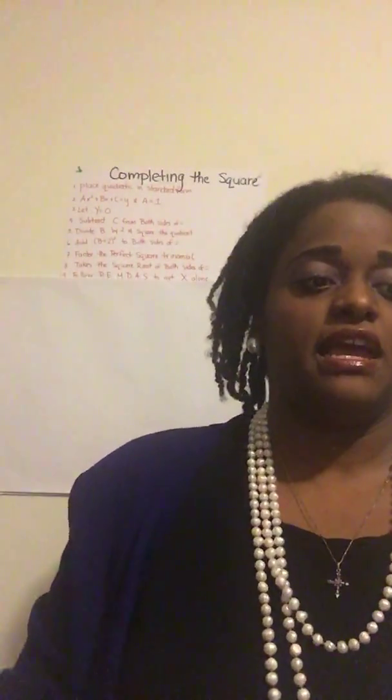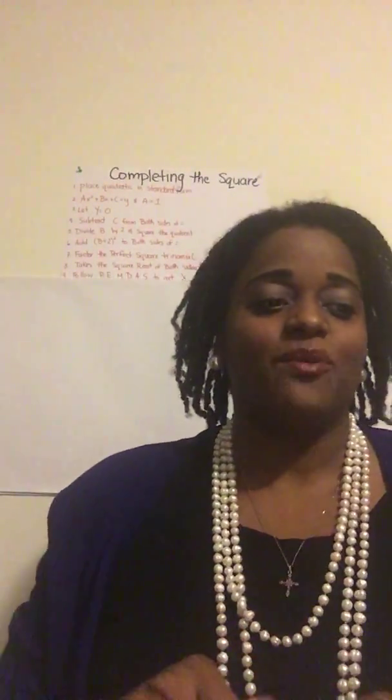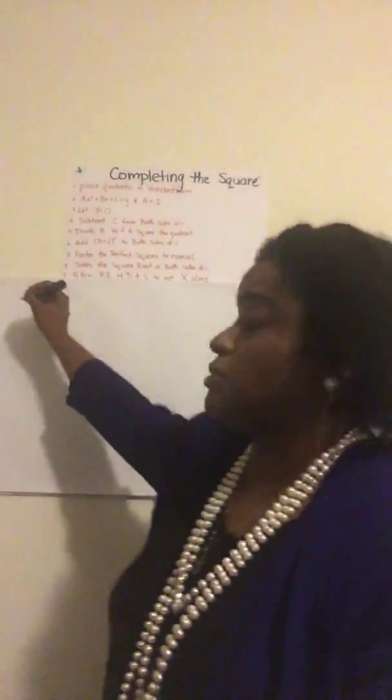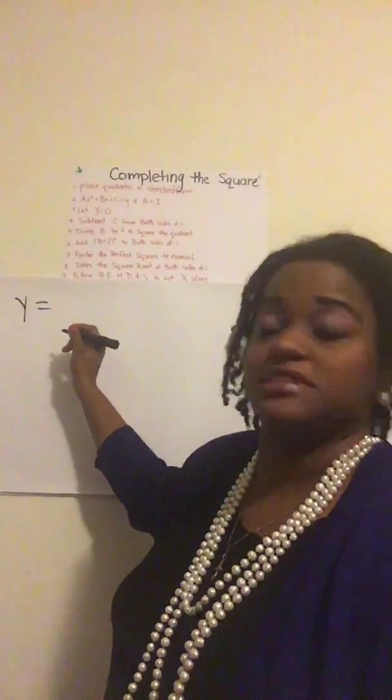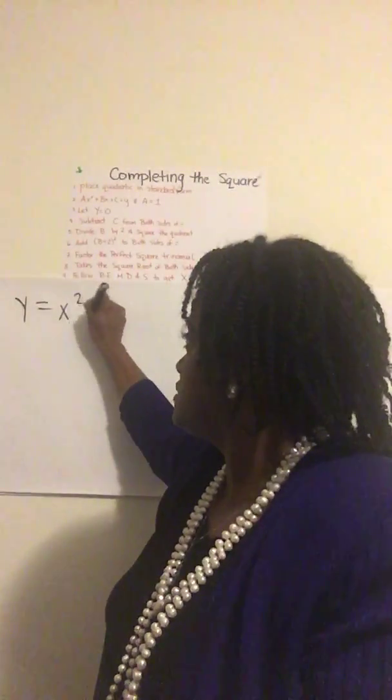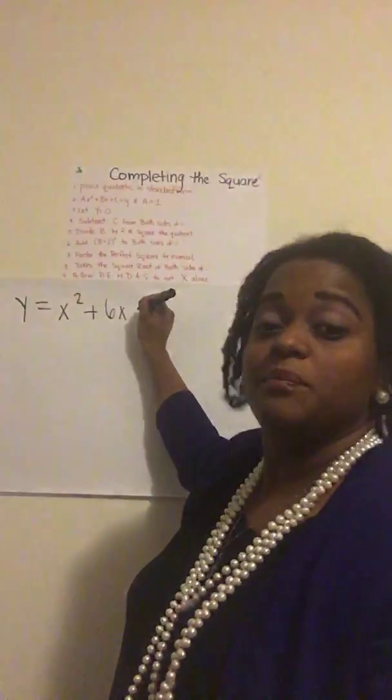Here we go. We have y equals x squared plus 6x minus 27.